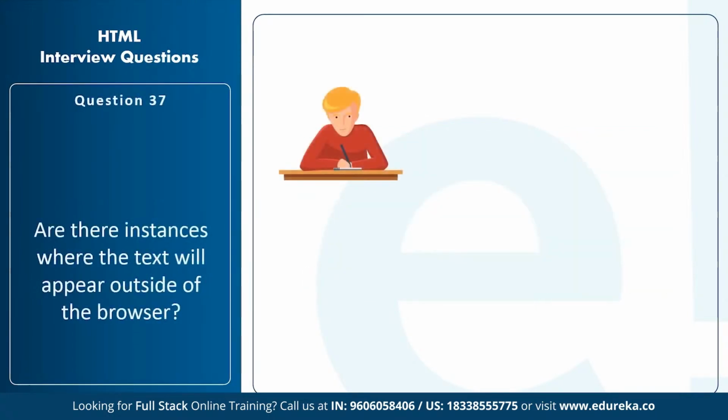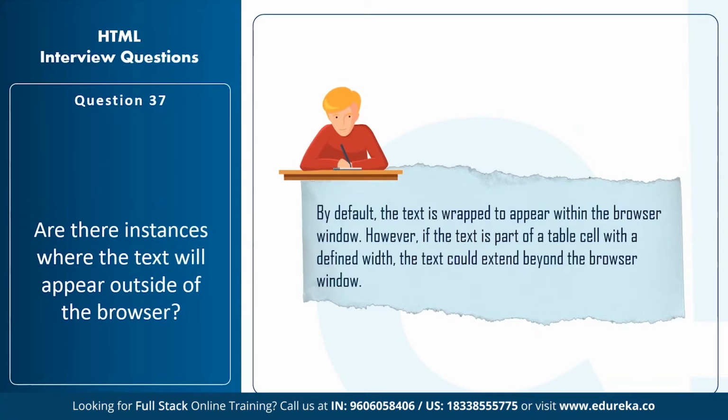Next up, are there instances where the text will appear outside of the browser? Now by default, the text is wrapped to appear within the browser window. However, if the text is part of a table cell with a defined width, the text could extend beyond the browser window. So in some cases, you might notice that if you're writing a table in your HTML code and when you go to the web page, the table extends and goes out of your window. So for that, you have to specify the table width accordingly, and you have to make sure that your table does not go out of the browser.